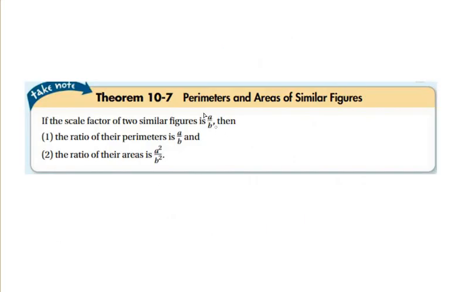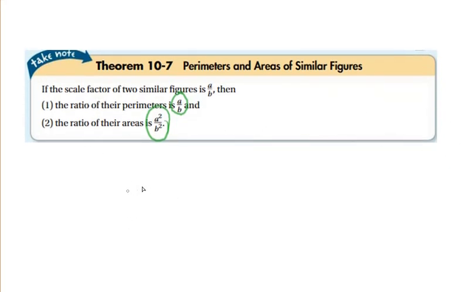Now, to relate the perimeters and areas of similar figures to each other, we need to find the ratio of their corresponding sides. If the scale factor of two similar figures is A to B, then the ratio of their perimeters is the same, while the ratio of their areas is A over B squared, which is A squared over B squared.